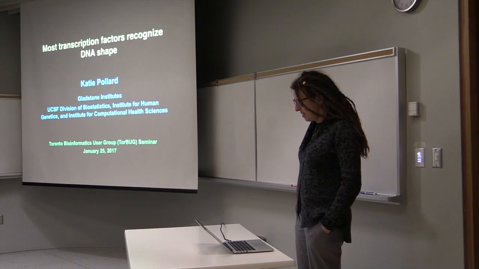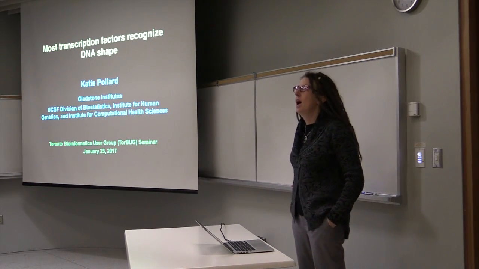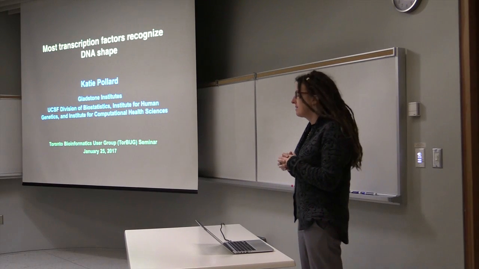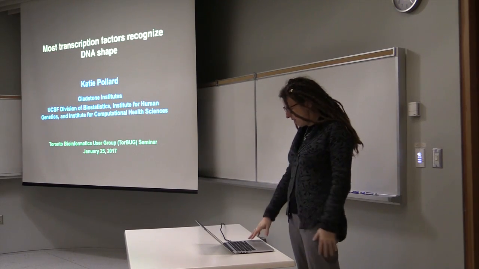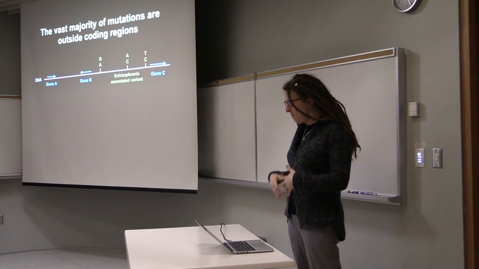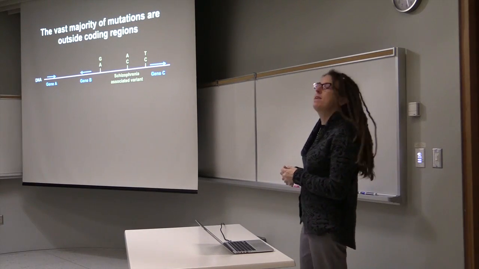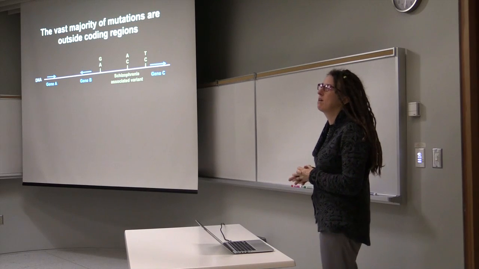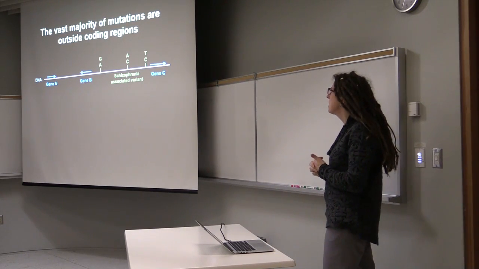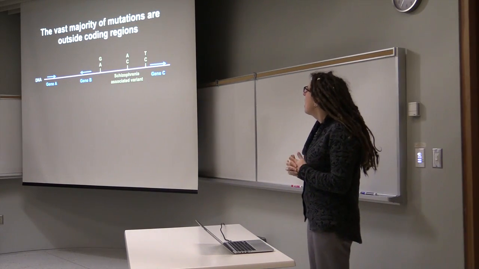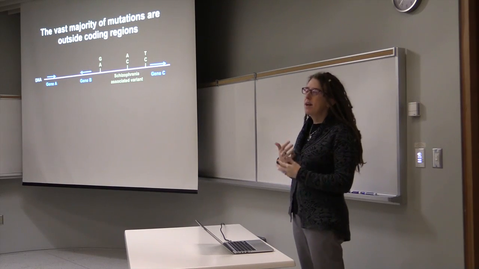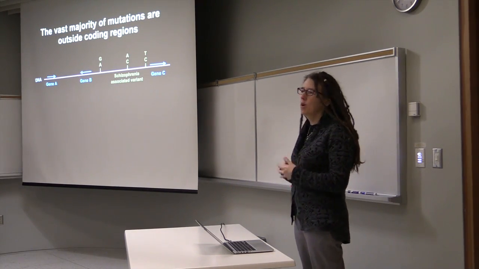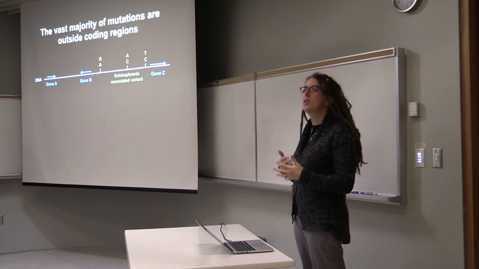So this talk is about non-coding DNA and how we think about what it encodes. The reason I started to think about this is actually evolutionary work that I did a long time ago now when I was a postdoc. I discovered that the fastest evolving regions of the human genome are mostly outside of coding genes in totally uncharacterized DNA.